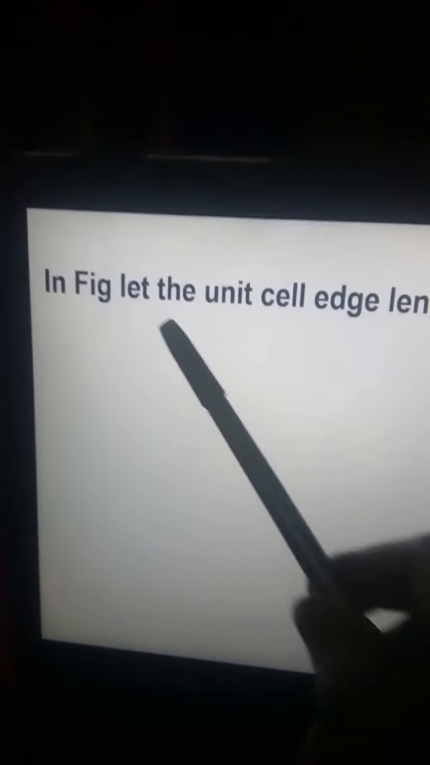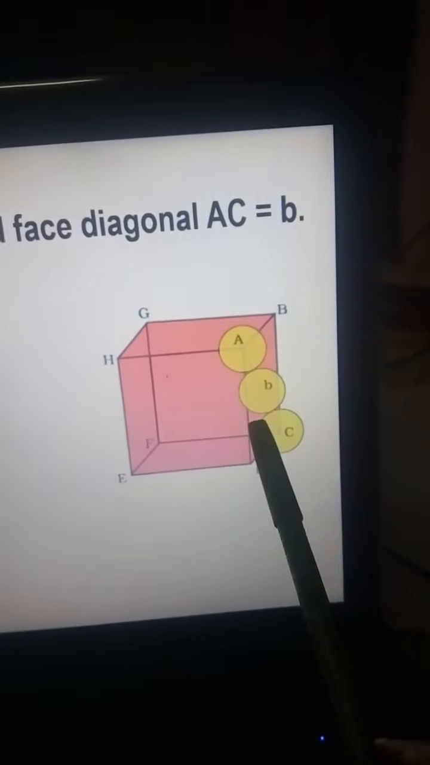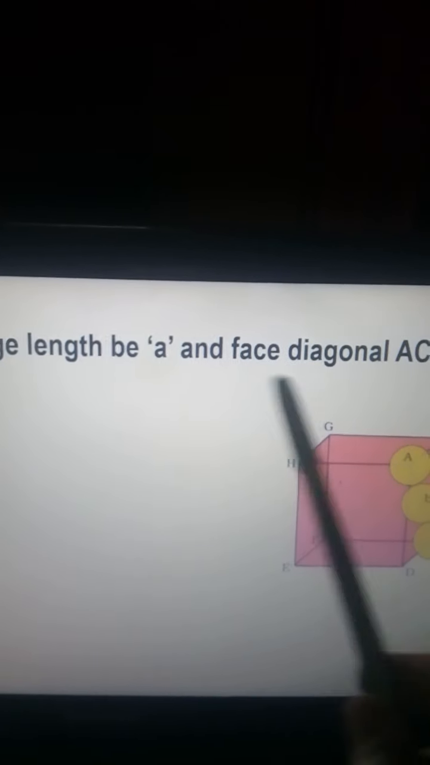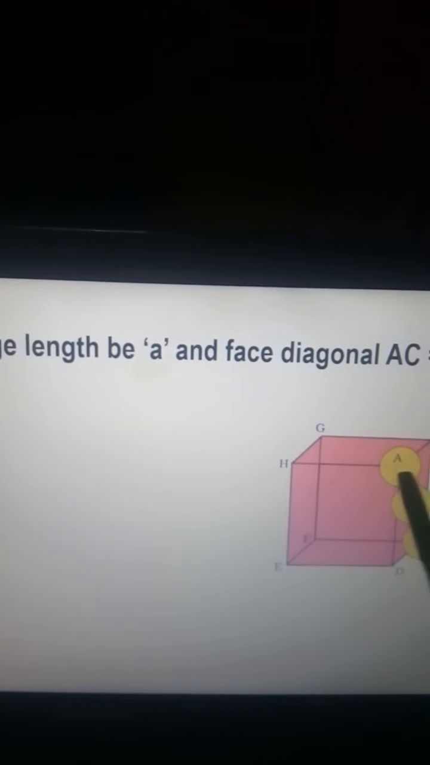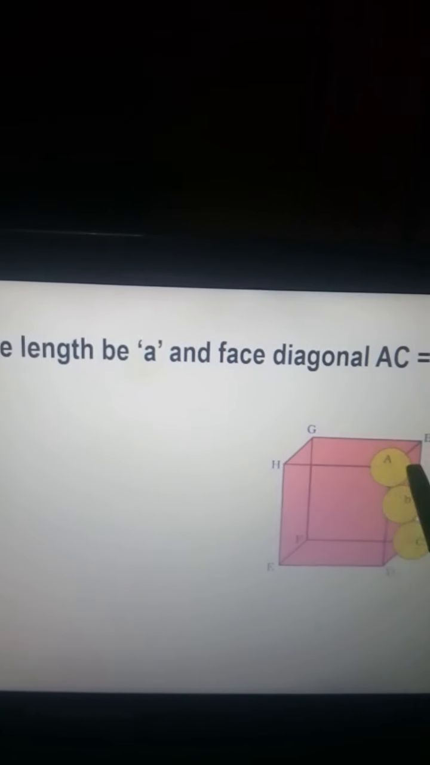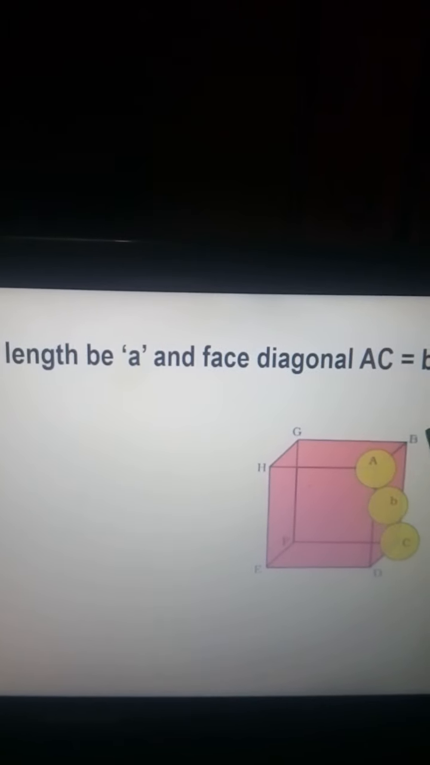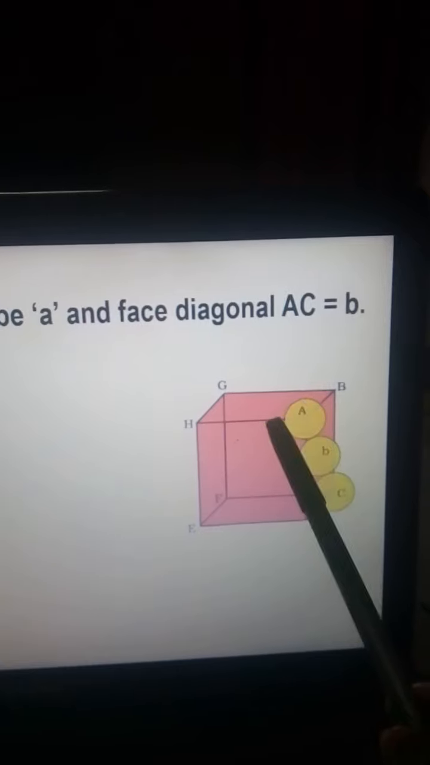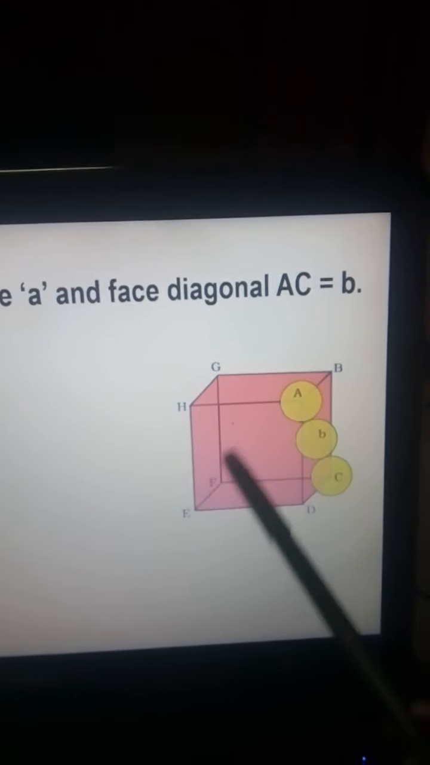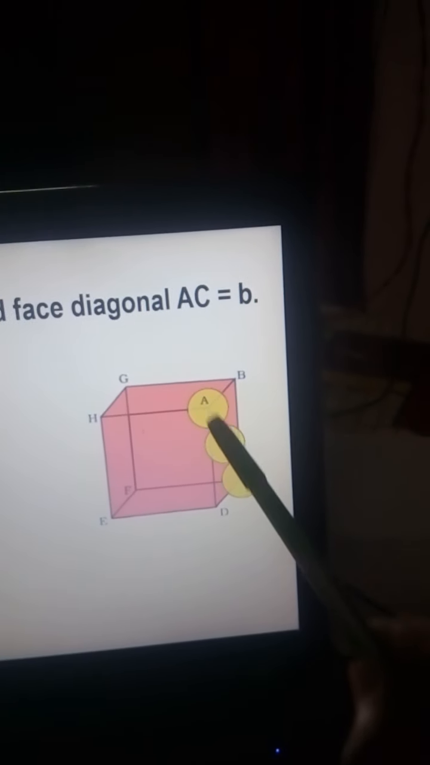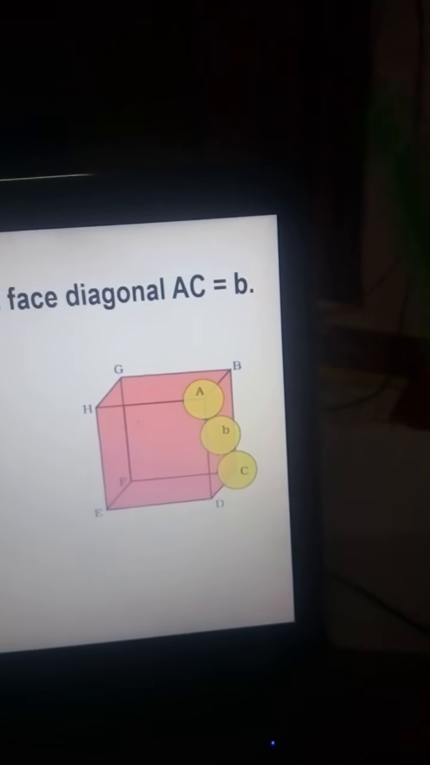So here in the figure, let the unit cell edge length be a. That means the edge length AB is equal to a, or BC is equal to a. That means all sides are equal in case of the cubic unit cell. And we will consider the face diagonal AC, that is equal to b.